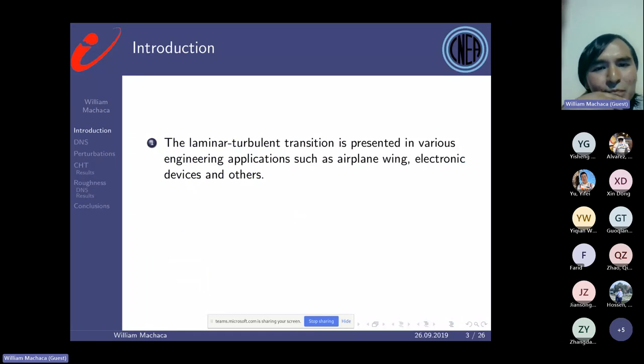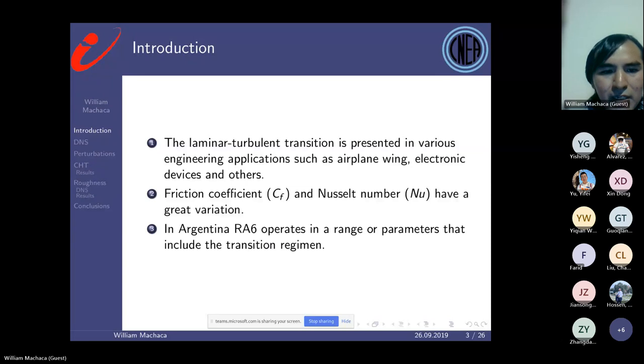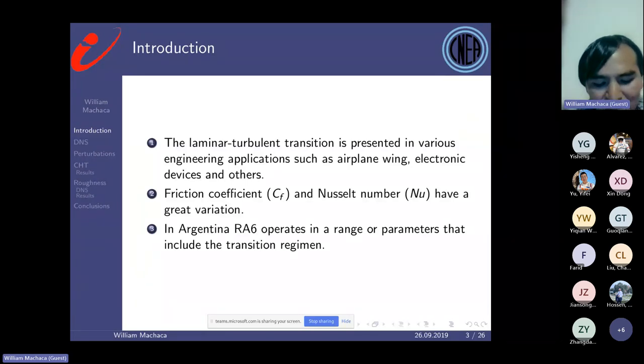About the phenomenon, the laminar turbulent transition is present in various engineering applications such as airplane wings, electronic devices, and others. In this regime, parameters like friction coefficient and Nusselt number exhibit a significant variation, so their modeling and prediction is difficult. Particularly in Argentina, this phenomenon has become of great importance after the upgrade of the nuclear research reactor RA6. This nuclear research reactor operates in a range of parameters that include the transition regime. Then it is important for our institution to study this phenomenon.